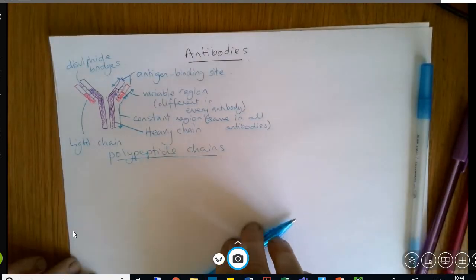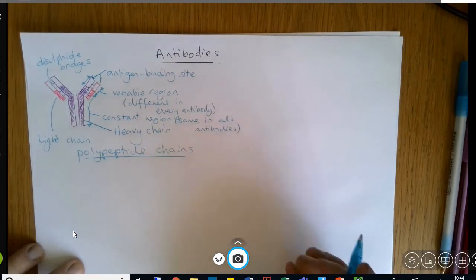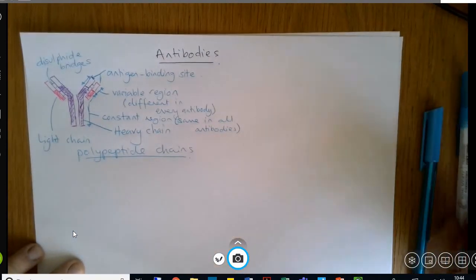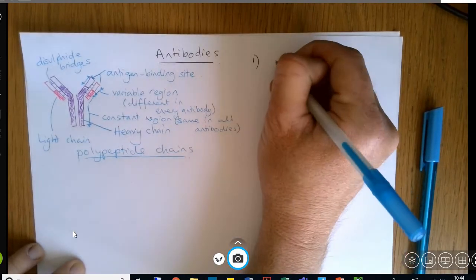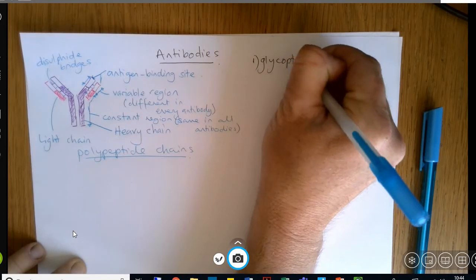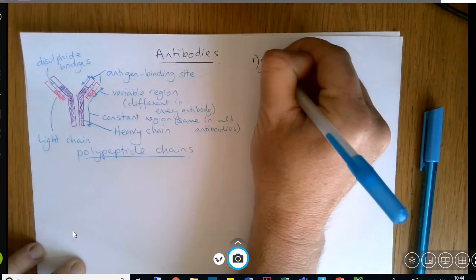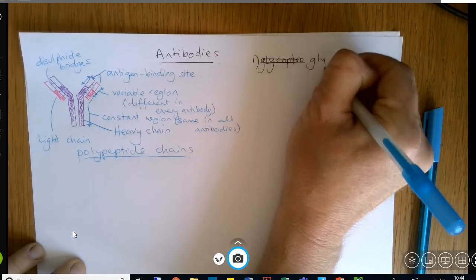Now then, some critical features of antibodies. Number one, they are glycoproteins. Can't spell, sorry. Glycoproteins.